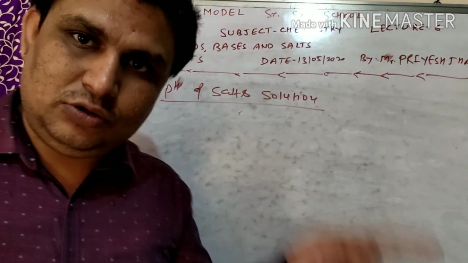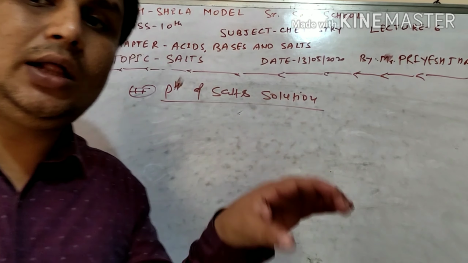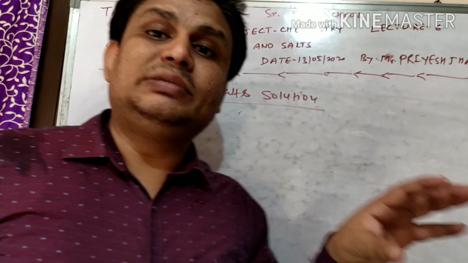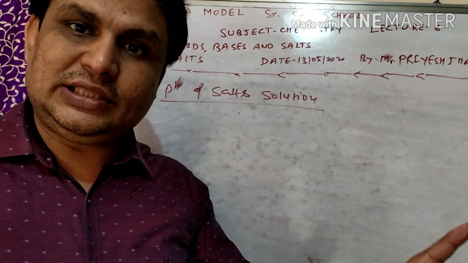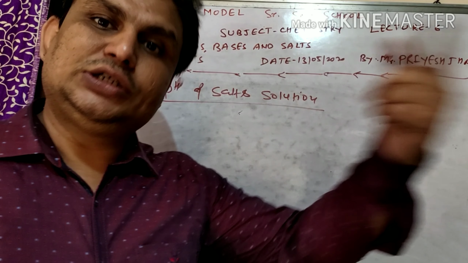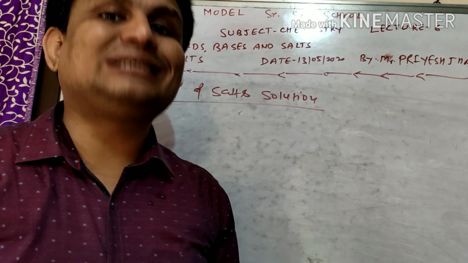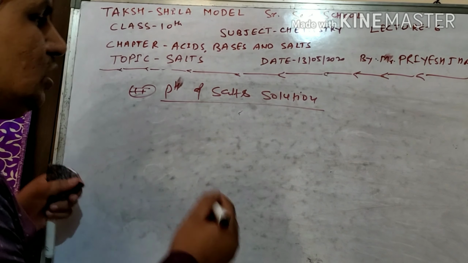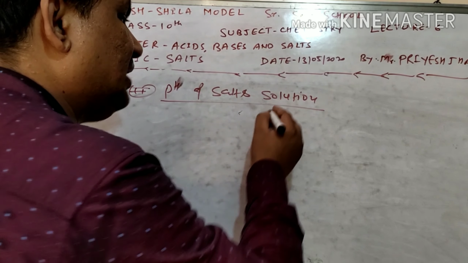It may be neutral, it may be acidic, or it may be basic. Generally it depends on the combination of salts. Salt generally क्या हो सकता है? एसिडिक भी हो सकता है, बेसिक भी हो सकता है, और न्यूट्रल भी हो सकता है. डिपेंड करता है कि वो सॉल्ट कॉम्बिनेशन किसका किसका है. So the salts may be divided into 3 parts according to their pH.